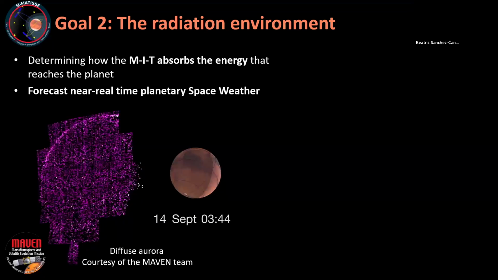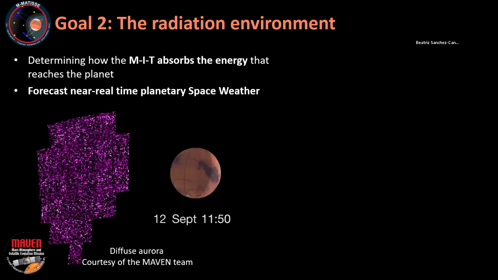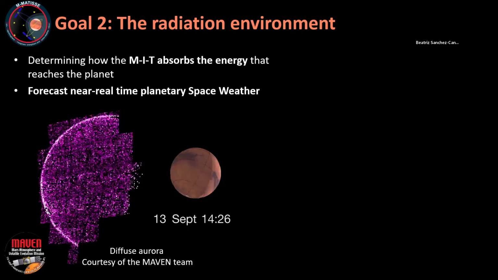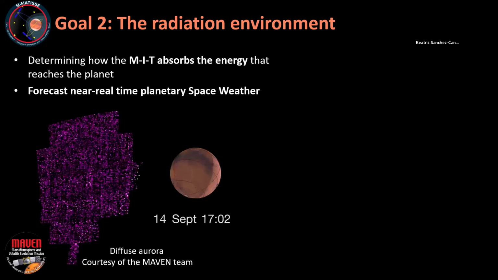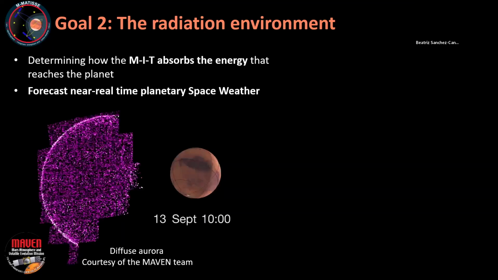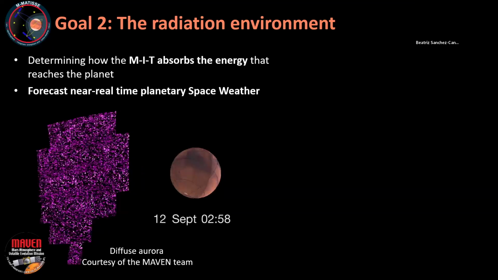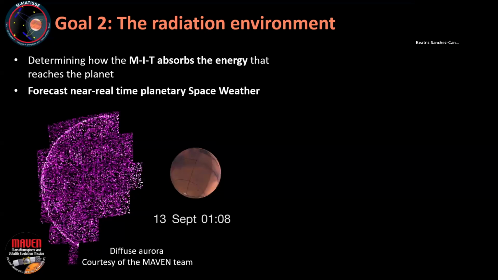For the second goal of the mission, as I told you before, it is based on the radiation. And I think there is nothing better to show the radiation than to show the auroras. This is a very large storm that happened in September 2017. There was a very large solar energetic particle event at Mars, actually at Earth as well.